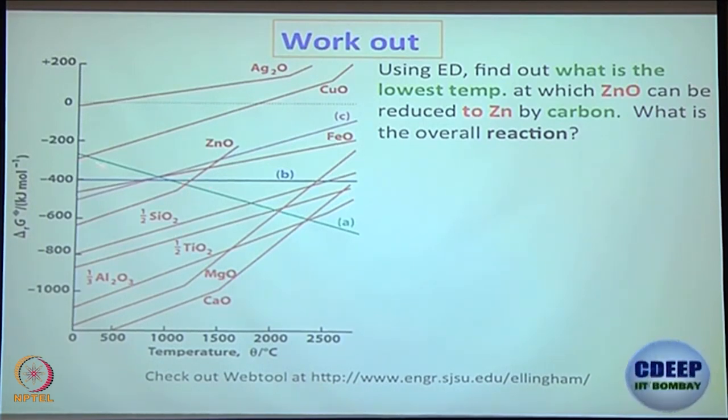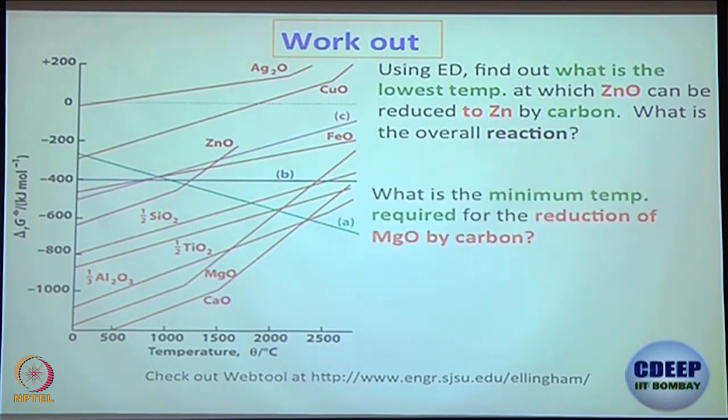So, the carbon monoxide curve is in green, and the zinc oxide curve is this one. This is the temperature, around, let us say, 1250. At this point, around 1250, you can convert zinc oxide to zinc by using carbon, right? What is the minimum temperature required for the reduction of magnesium oxide by carbon?